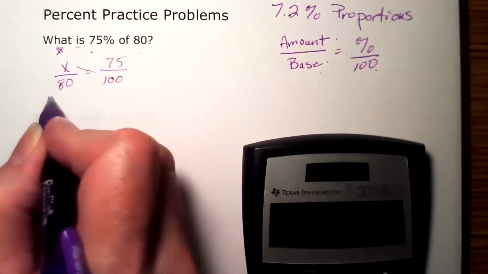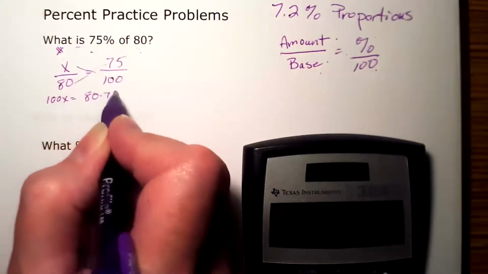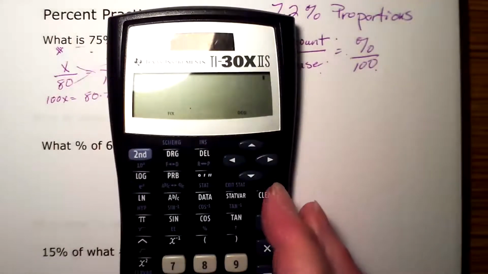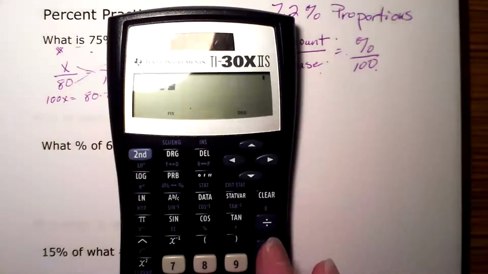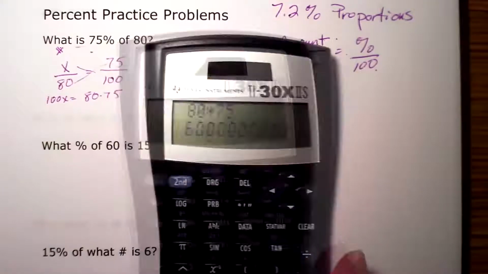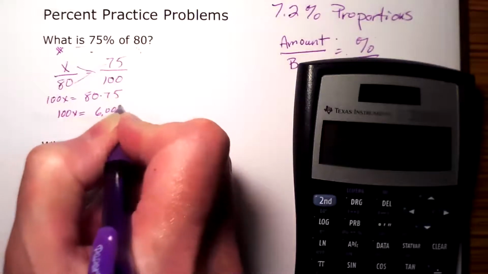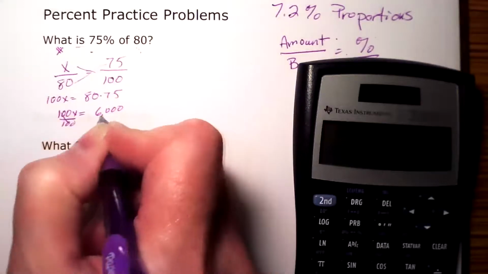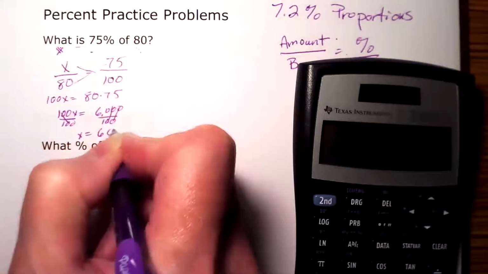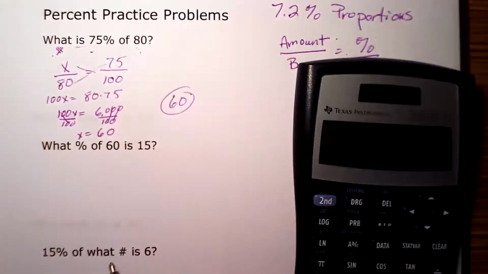X times 100 would be 100x equals 80 times 75. If I take my calculator, make it so you can see it, 80 times 75 is 6,000. So I have 100x equals 6,000. To solve for x, I divide by 100. So I have x equals 60. So the answer is 60. 60 is 75% of 80.